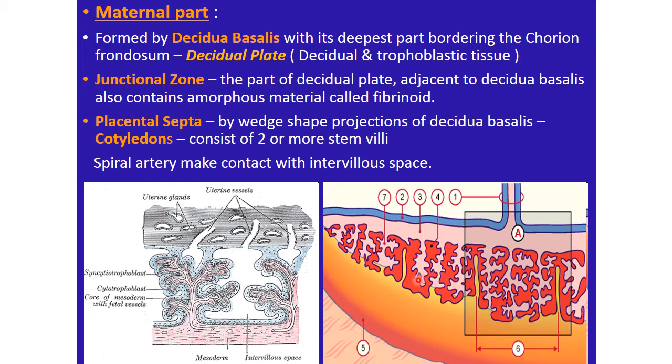And every compartment, which is called the cotyledons, contains at least 2 or more stem villi. Stem villi are those villi which extend from the chorionic plate up to the decidual plate. And look at the adjacent villi. This is also starting to extend from the chorionic plate.